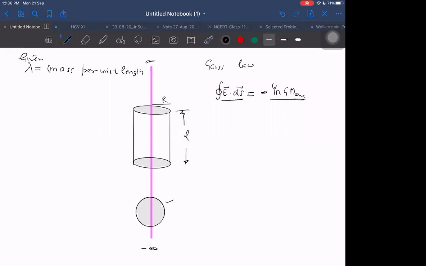So in order for E to be constant in magnitude, do you think I should take a surface which is at different distances from the axis? No, from the same distance. That should be at the same distance. So therefore this cylinder is an ideal choice. All the points are at the same distance away.